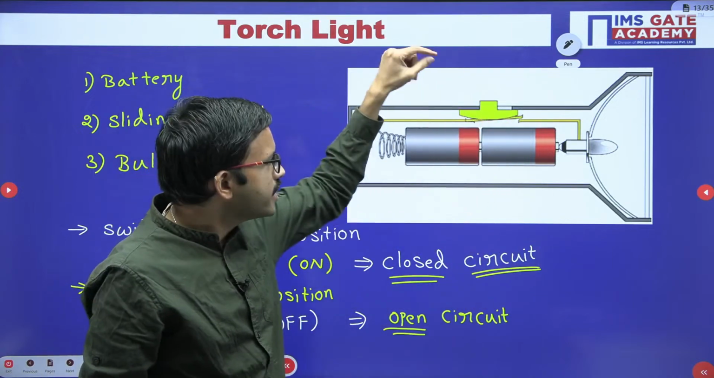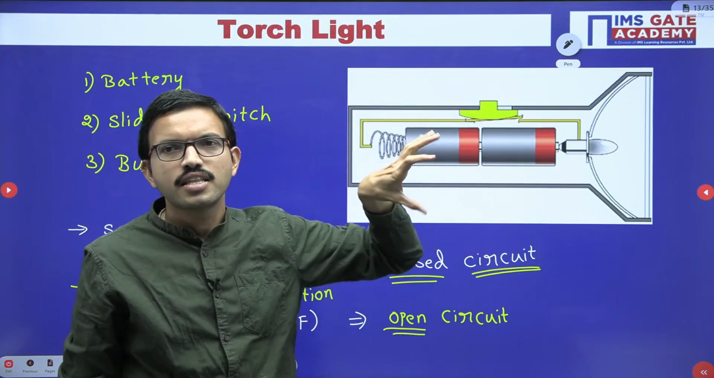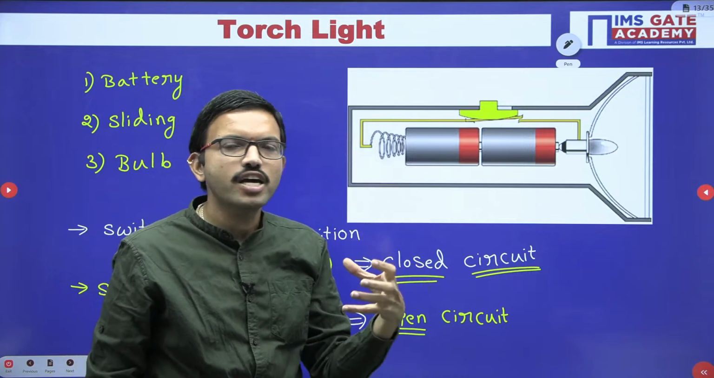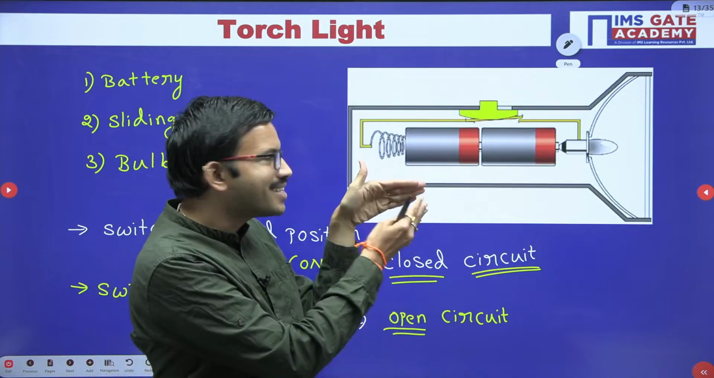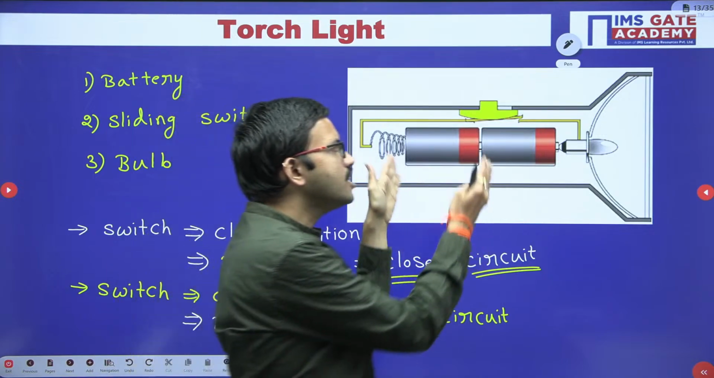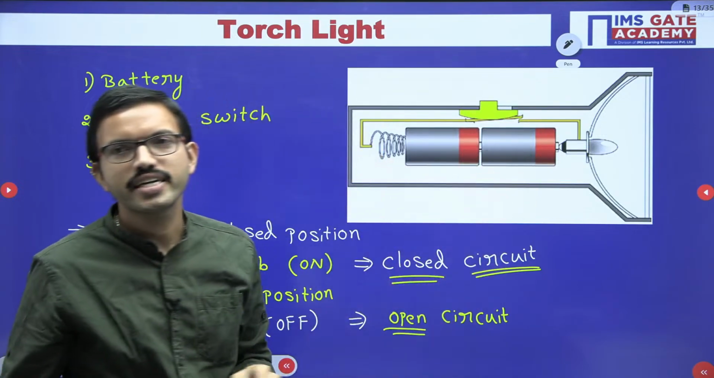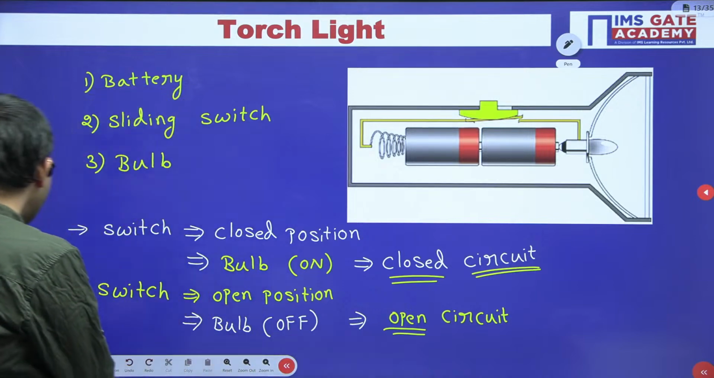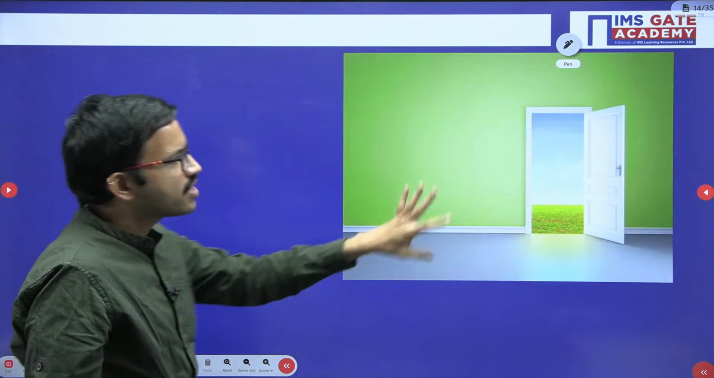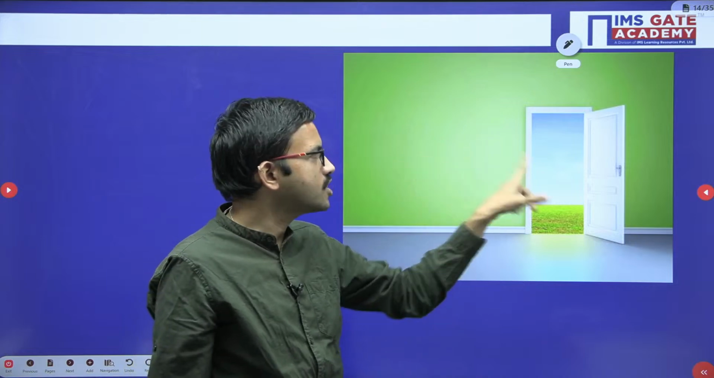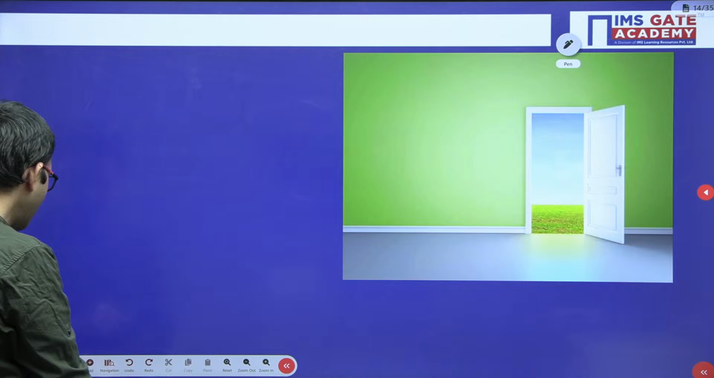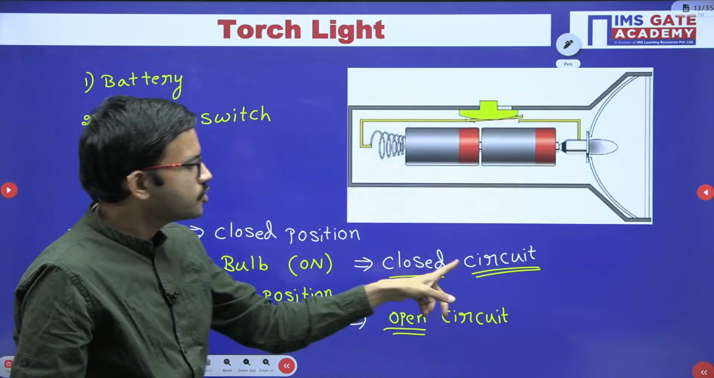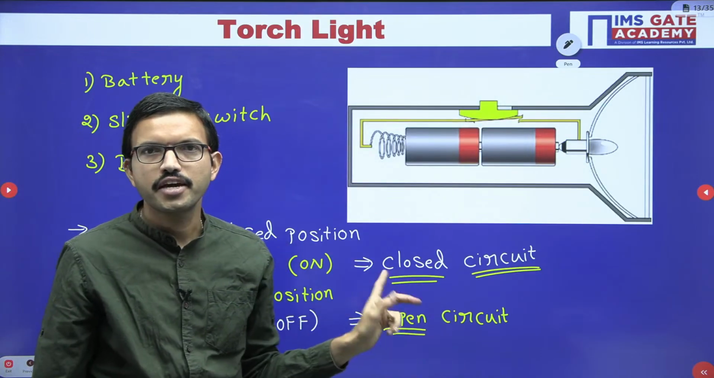Here the intention of using the switch is the main purpose. Whenever there is a requirement, at that time we make the closed path. Whenever we don't want it, at that time we disconnect the battery and bulb. I hope all of you are getting the clarity. From the analogy point of view, I have given the room, a room with a door. That's why here we have mentioned closed circuit and open circuit. I hope all of you are getting the clarity.